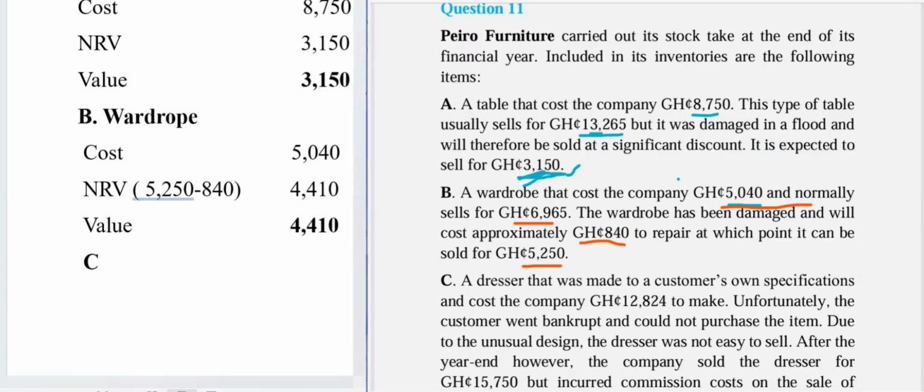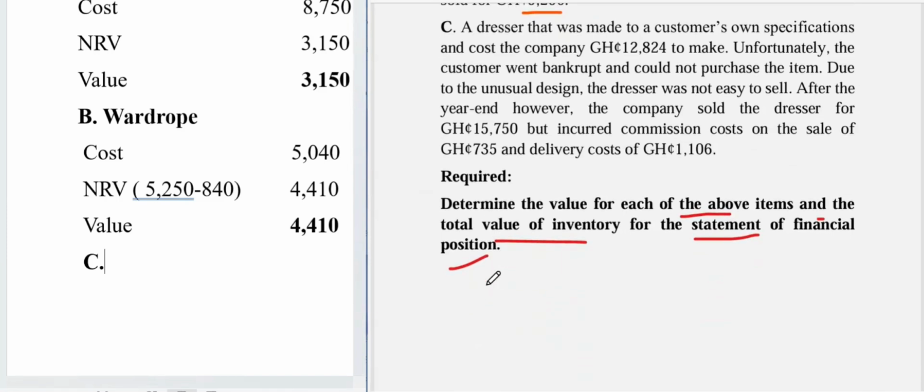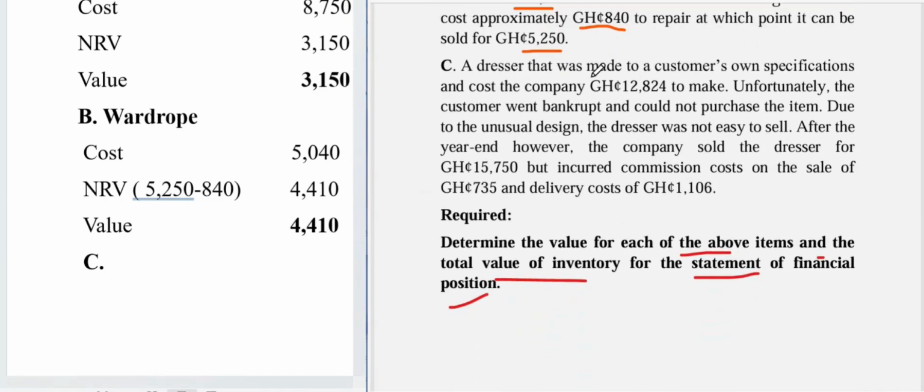Okay, so let's go to C. We're told that a dresser that was made to a customer's own specification cost the company 12,824 Ghana cedis to make. So that's the cost. Unfortunately, the customer went bankrupt and could not purchase the item.